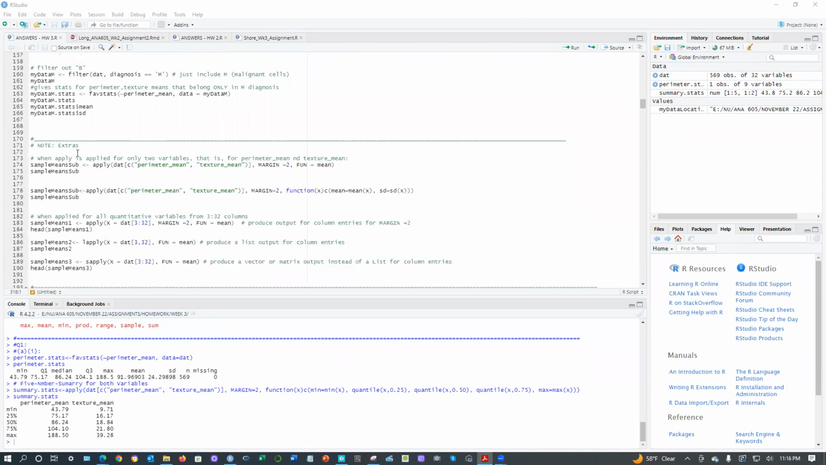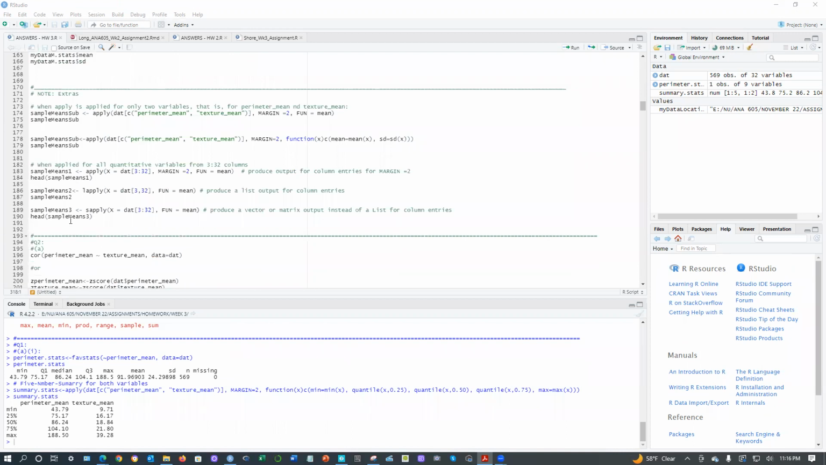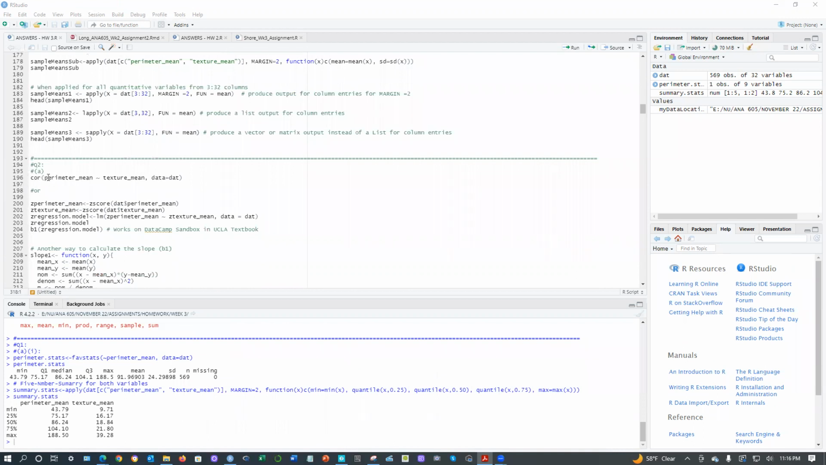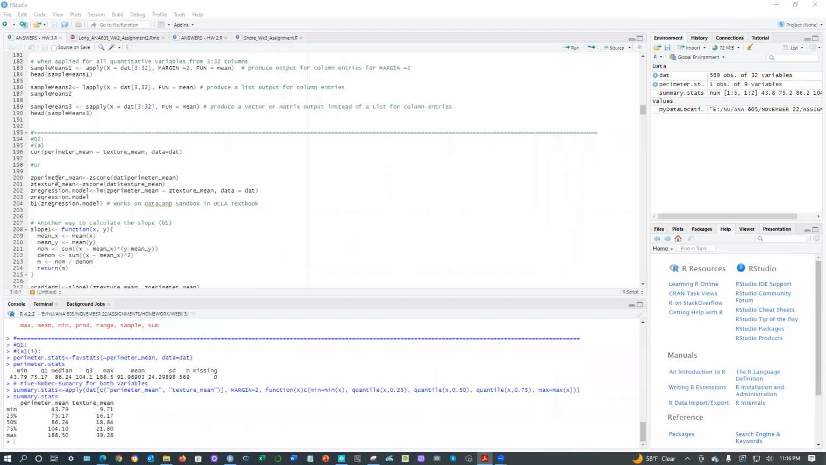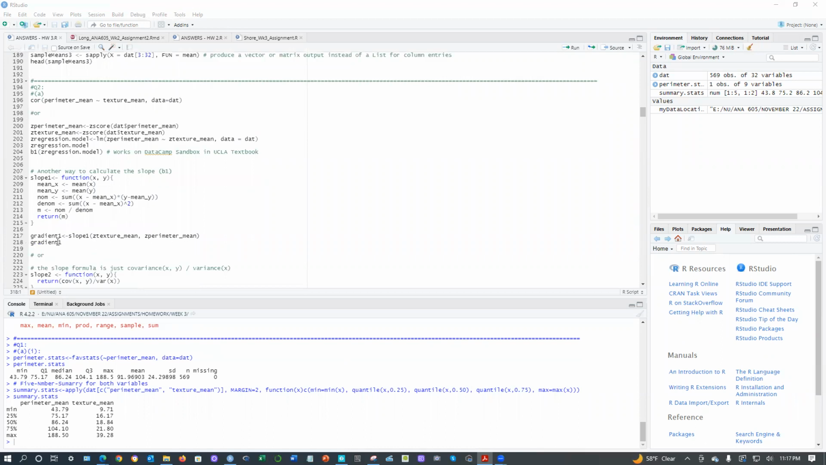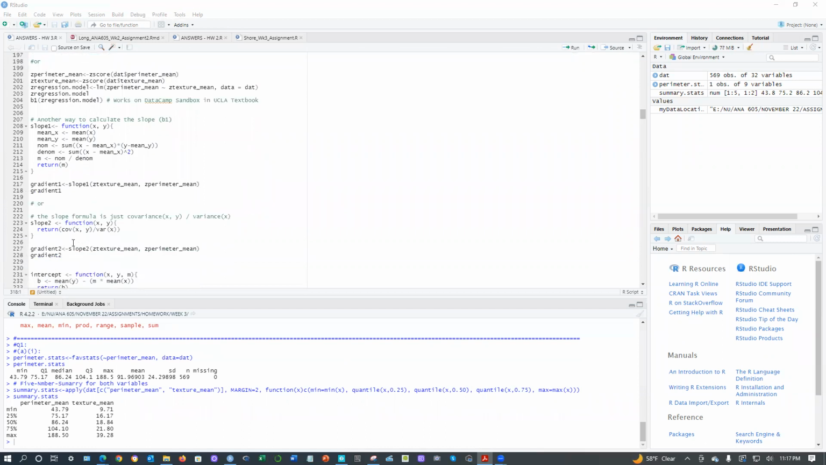Then under extras we talk about this one. And question number two, correlation. You can evaluate correlation several ways using the cor function. With the aid of this, what is the correlation between the perimeter mean and texture mean? Then with the aid of the standardized values. And this works on B1; it did not work on my R, but it works on the DataCamp sandbox in the UCLA textbook. But I created another way to calculate the slope. For that one, we calculated all these. We did all this last time.